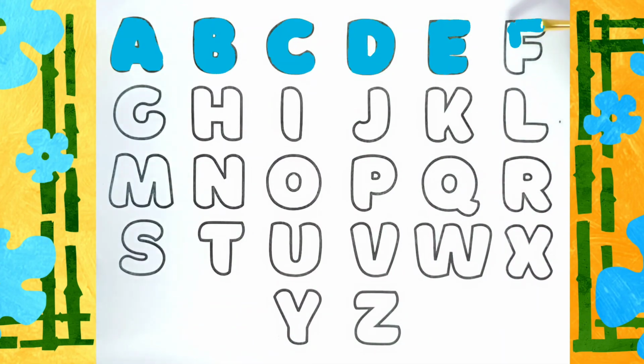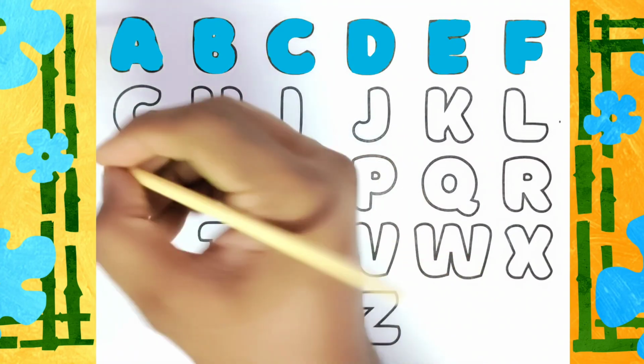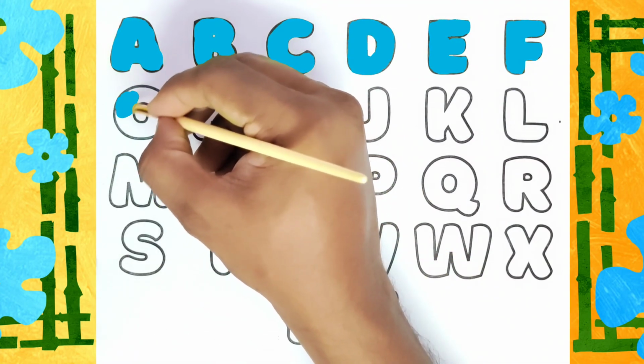This is F. F for fish. This is G. G for goat.